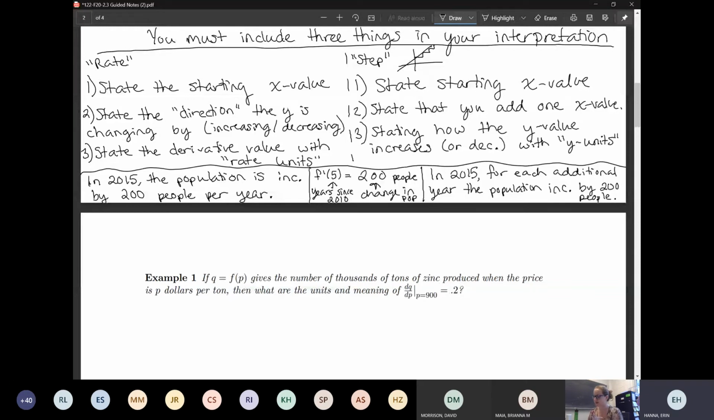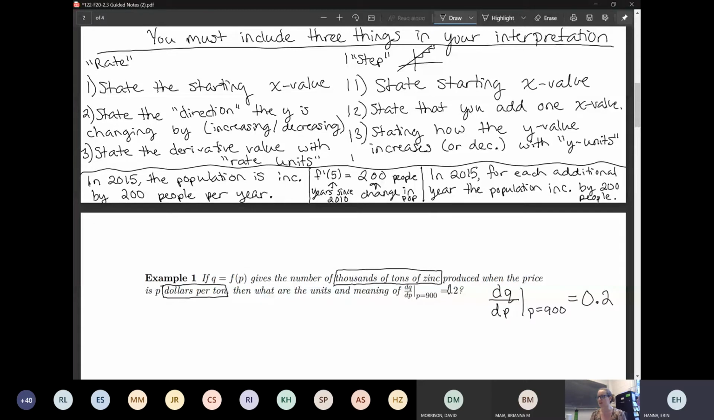So say we have Q equals F of P gives the number of thousands of tons of zinc, so that's one of our units, produced when the price is P dollars per ton. So that's our other unit. Then what are the units and the meaning of, now I'm going to rewrite this. First of all, because I should always put zeros in front of these decimals, and I always forget. But also because I think it's so tiny that you can't tell which one's the Q and which one's the P. So we have dQ over dP when P is 900 is going to be equal to 0.2, and we want to essentially state the units and interpret that.